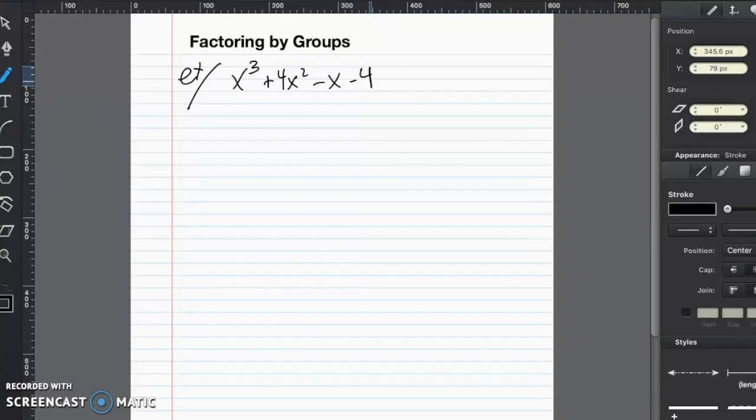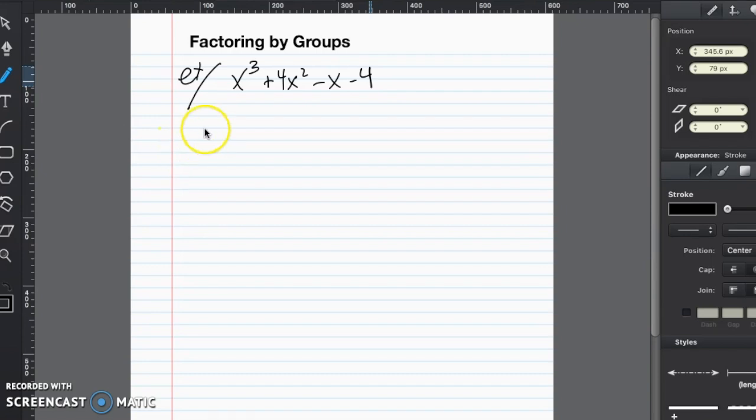Welcome back, mathematicians. This time we're going to do factoring by groups. I know some people have already started this. Not going to say why I think they started this, but the fact of the matter is we haven't gone over it yet. But this is another way of factoring, and again we're just undoing that distributive property.